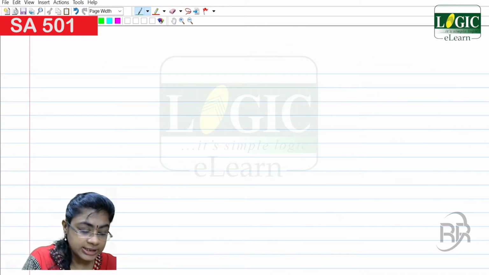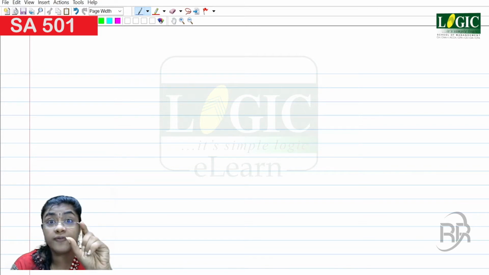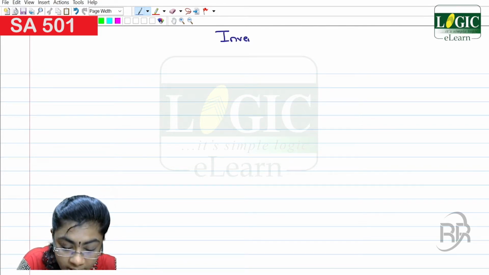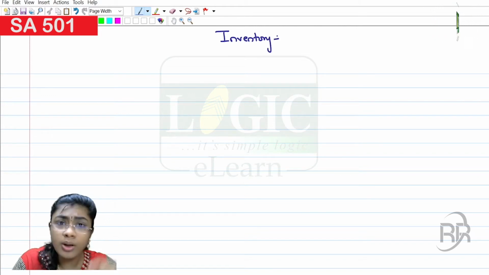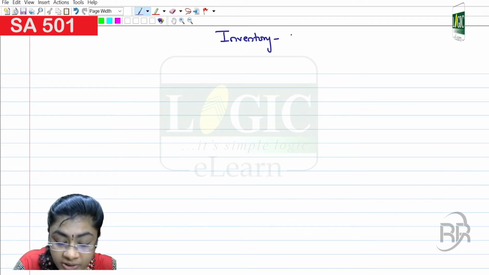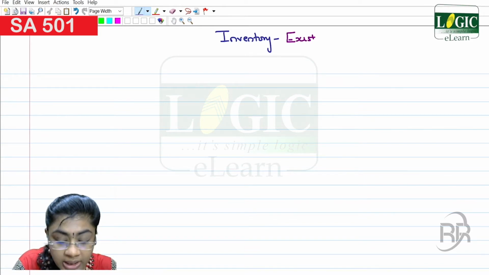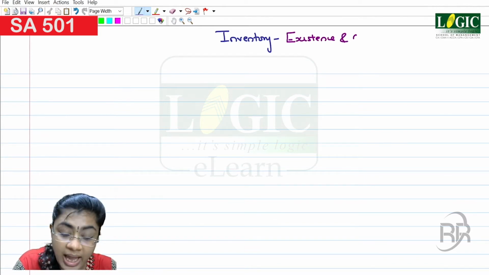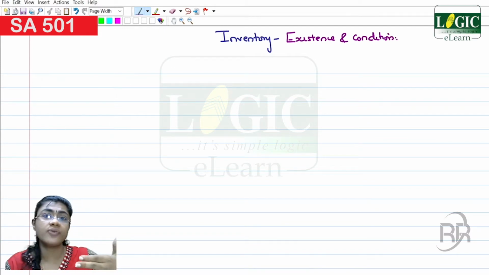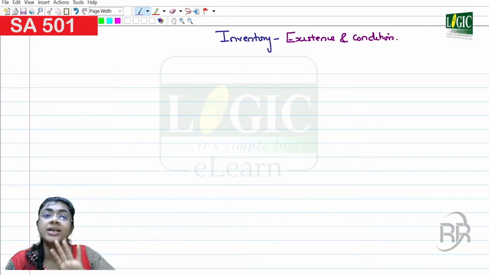The first selected item is what? Inventory, right? What is the specific consideration? Specific consideration is its existence and its condition. Existence of inventory as well as its conditions.